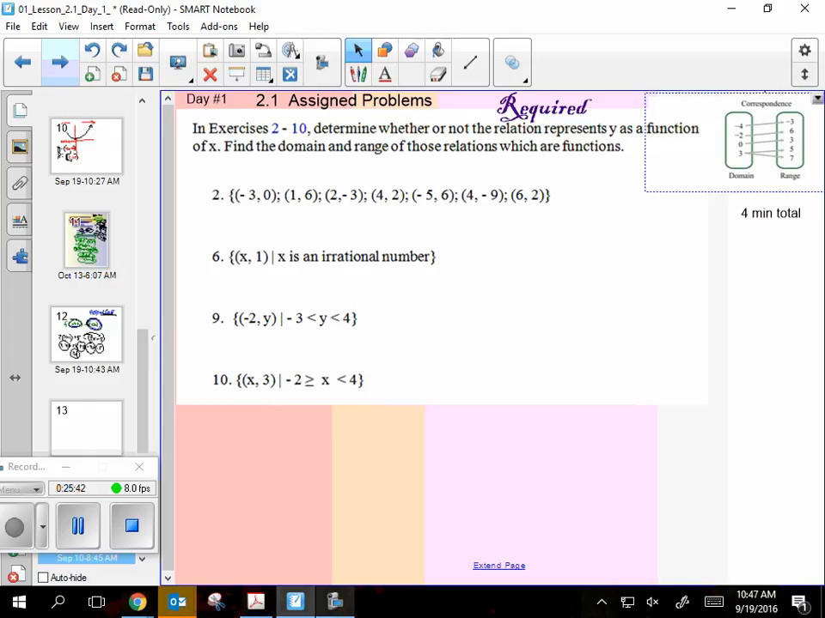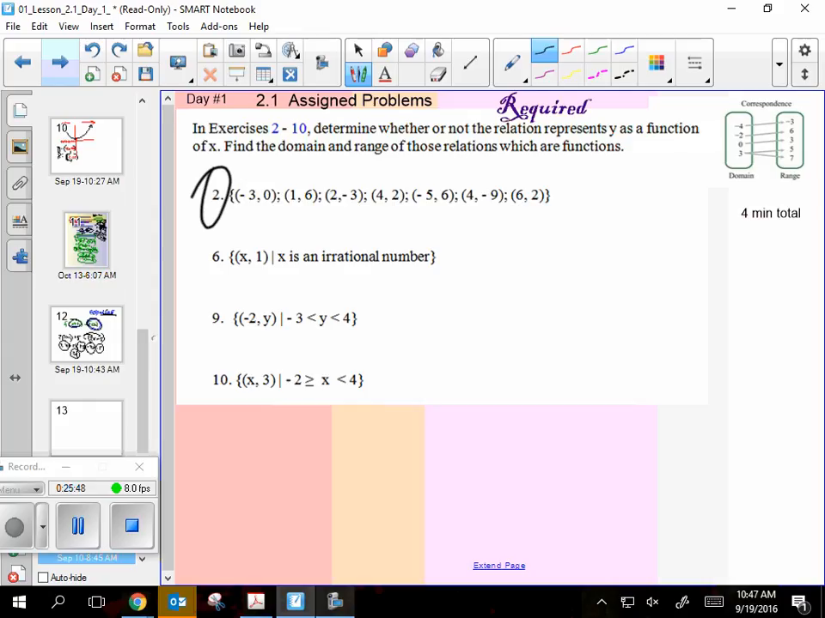All right, number 2. Does anybody have any evidence that this is not a function? Yes, sir. 4 goes to both 2 and -9. Exactly. Therefore, not a function. And therefore, you're done, because you only have to find the domain and range of those that are functions. So this one's not a function, so I'm done, because I can identify those 2 points.